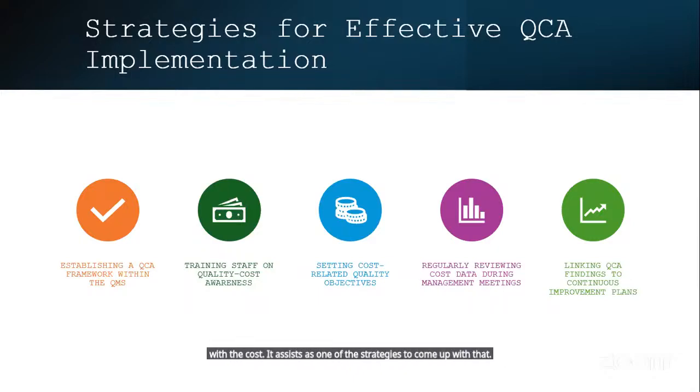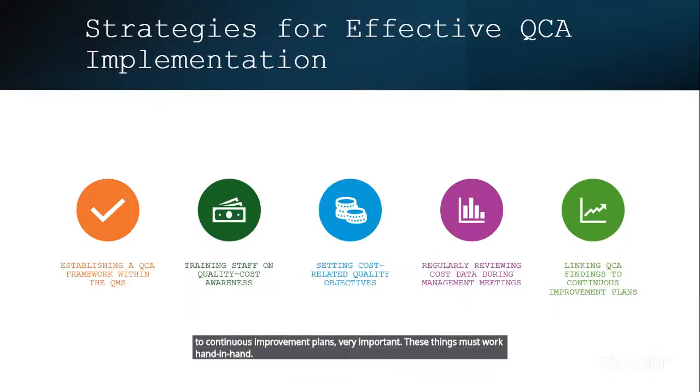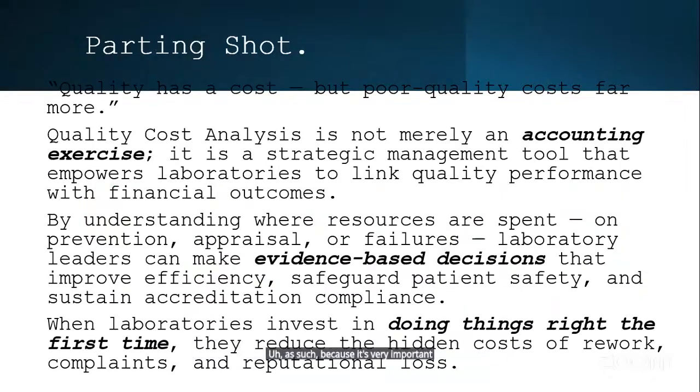So regularly reviewing cost data during management meetings is very important. You can have a discussion about your data costing during management meetings, very important. You must link QCA findings to continuous improvement plans, very important. These things must work hand in hand, because it's very important for them to go together.